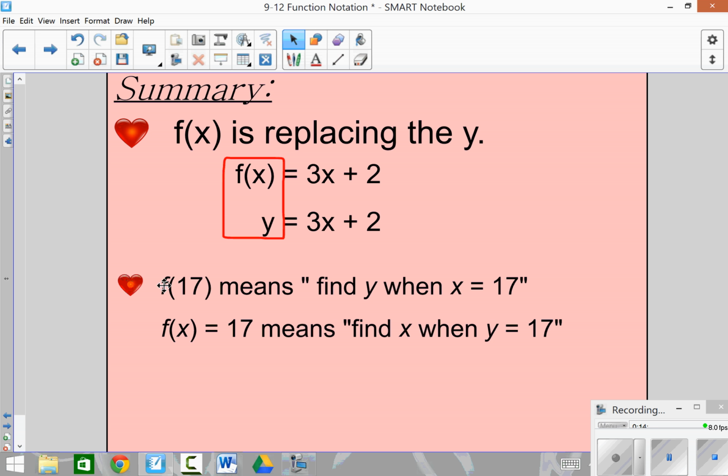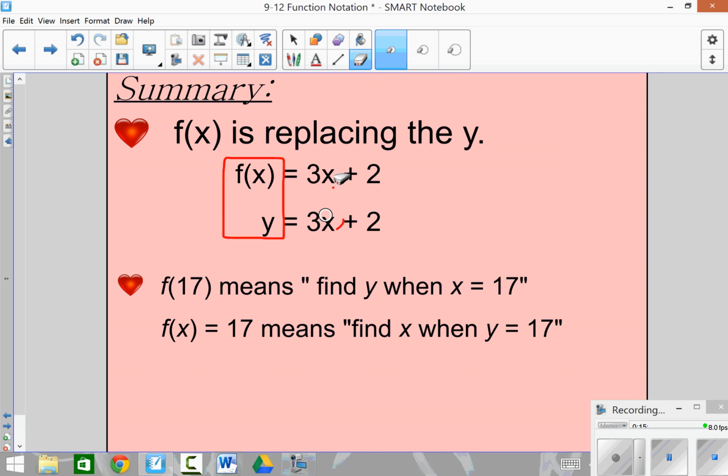Now keep in mind, let's say I wanted f of 17. Okay, so in other words, this means you're actually finding what the y equals when the x equals 17. So it'd be like putting the 17 in these x's so you can find what the y is. Okay?